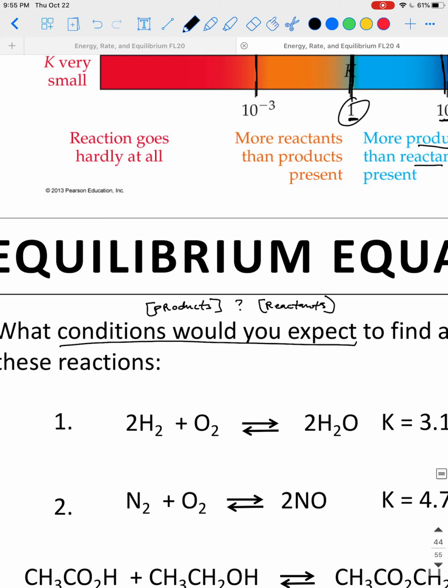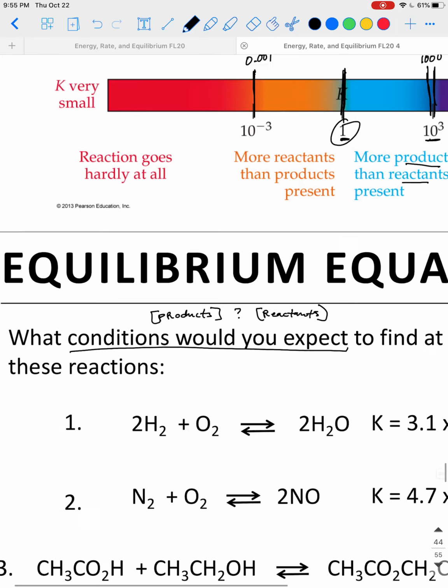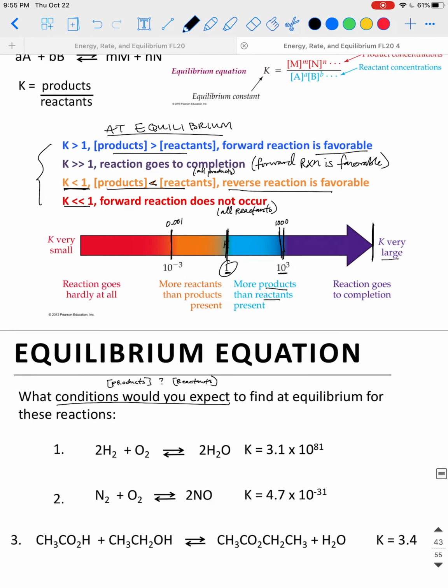What kind of statement can you make, the way we made up here, about products and reactants? Do you have more products? Do you have more reactants? That's what I mean. What kind of conditions? How much products, how much reactants, how do they compare to each other? So what conditions would you expect to find at equilibrium for these reactions?